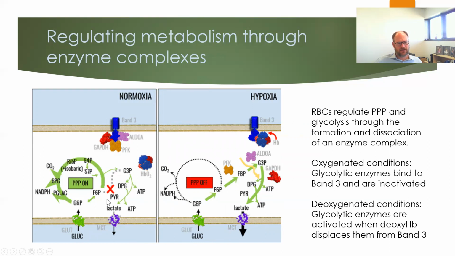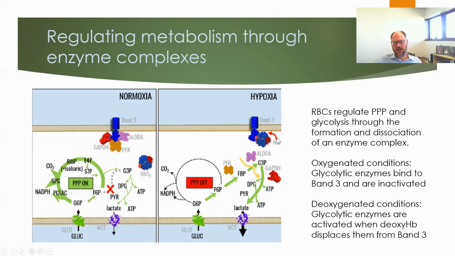So the way that the cells deal with this is that under oxygenated conditions, where glycolytic demands are low but PPP needs are high, the cells actually form a multi-enzyme complex on the cell membrane, on the surface of band 3. And when they do, each of these glycolytic enzymes binds to band 3 and becomes deactivated. So by deactivating them, it tends to shuttle flux through the PPP and deactivate glycolysis.